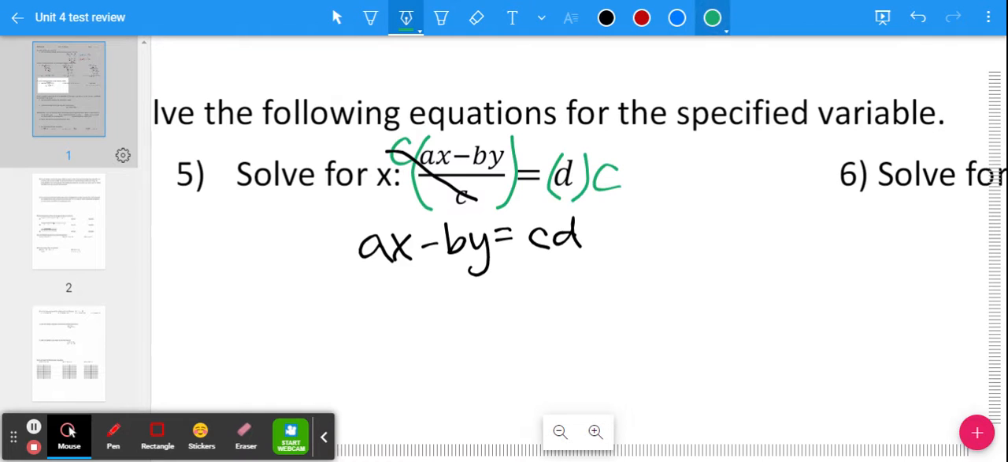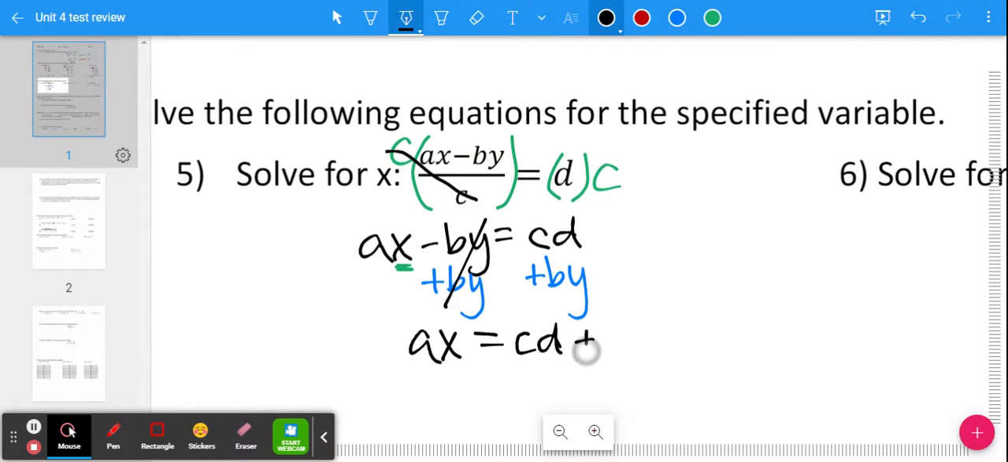So we're still trying to isolate x. Here's x, it's touching the a, but it's not touching that minus by, which means that minus by is the first thing we get rid of. So we're going to add by, because it's the opposite of subtraction. We want it on the opposite side, which leaves us with ax, a times x, equals, and write down exactly what you see, cd plus by.